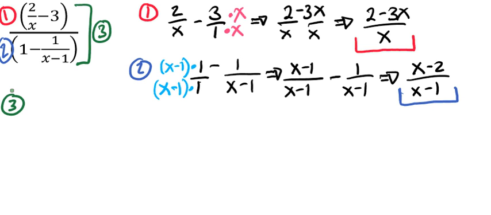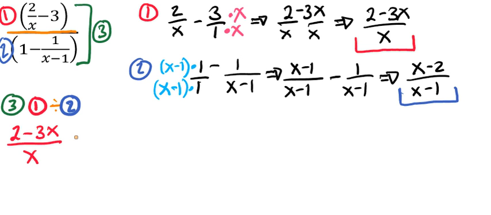So now we can look at our bigger picture, which is a division problem. So what we're going to do is take our first problem and divide that by our second problem, and that's going to give us the answer to our third problem. So we have 2 minus 3x over x divided by x minus 2 over x minus 1. So I have a fraction divided by a fraction, which means that I want to keep, change, and flip. I'm going to change that to multiplication.